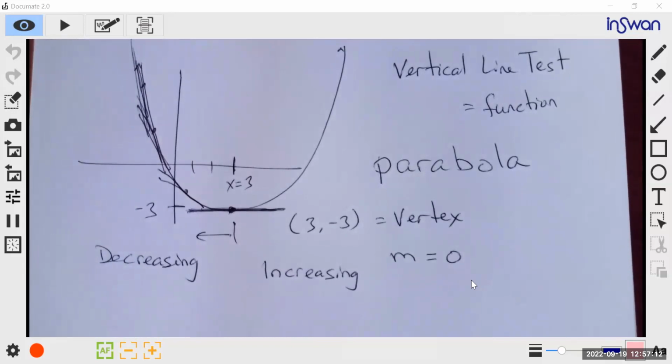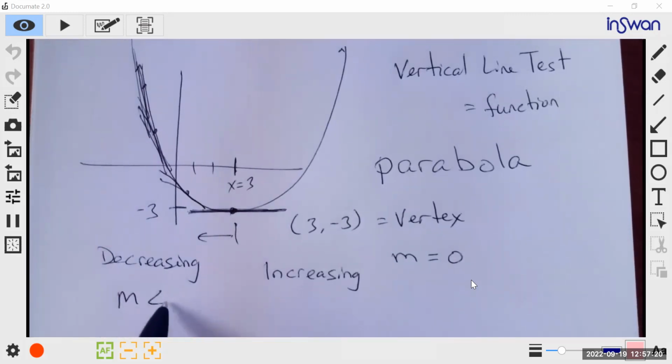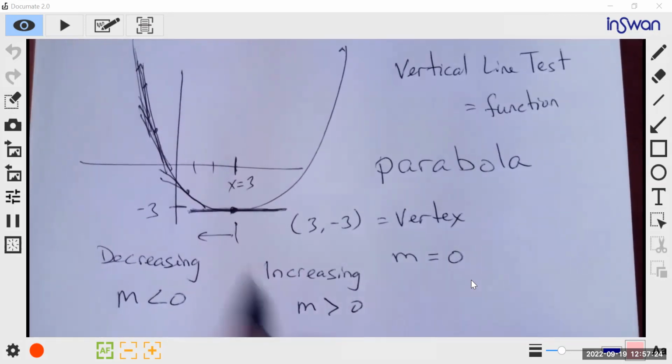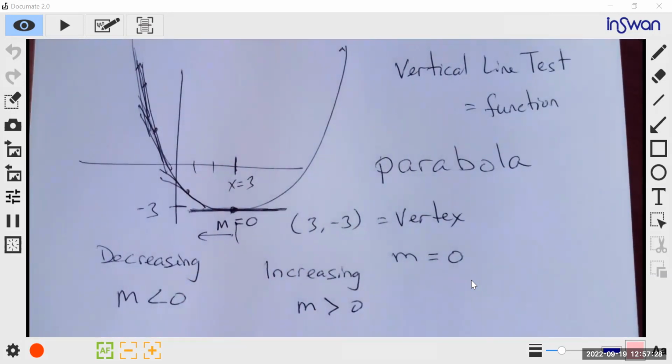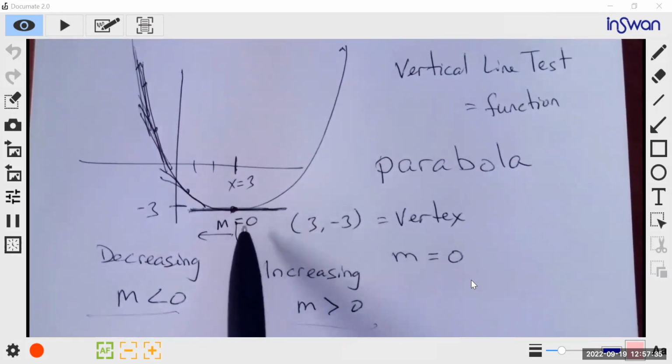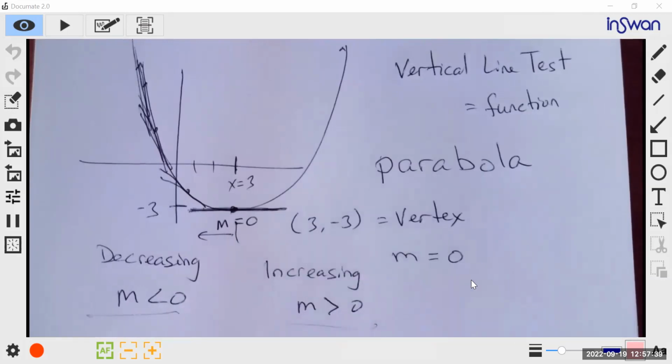So a function can have all 3 of the types. You can have a horizontal line, a 0 slope. It can have an increasing or decreasing. In other words, the slope here is negative. The slope here is positive. And the slope here is 0. Doesn't that make more sense? If it's negative here and positive here, what's in between negatives and positives? 0. Where there's no slope. It's neither going up or down.